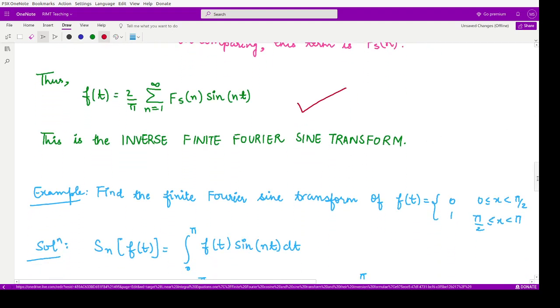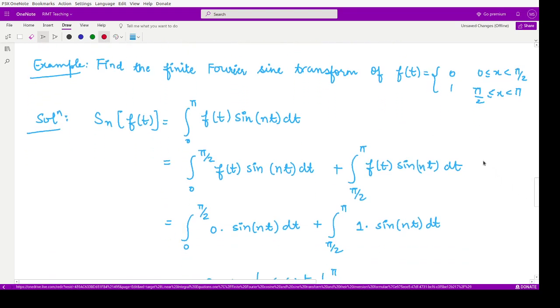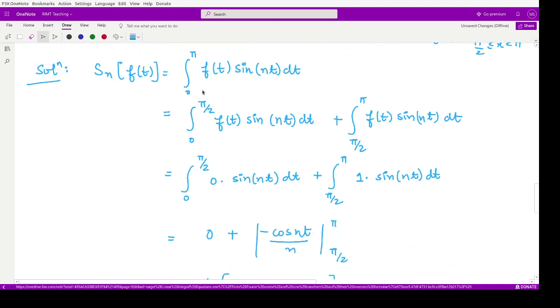Next, let us see an example. We are given this function f of t, which is defined as 0 in the interval from 0 to pi by 2, and in the interval pi by 2 to pi it is defined to be 1. We are interested in calculating the finite Fourier sine transform of this given function. Its formula is given by integration from 0 to pi of f of t sine nt dt.